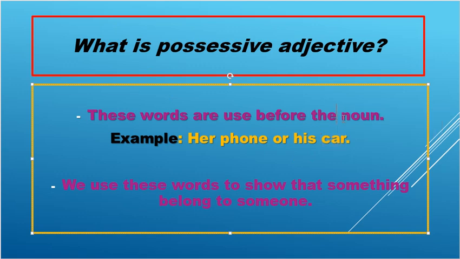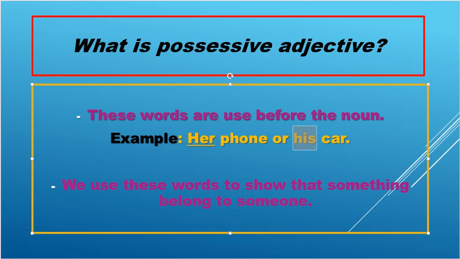When I taught you about the eight parts of speech, I told you that the phone and the car belong to the noun, because a noun is the name of a person, place, thing, animal, or idea. So what is the possessive adjective here? It is the her and the his.